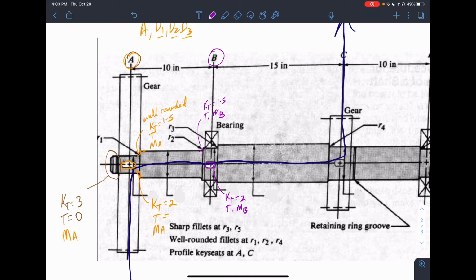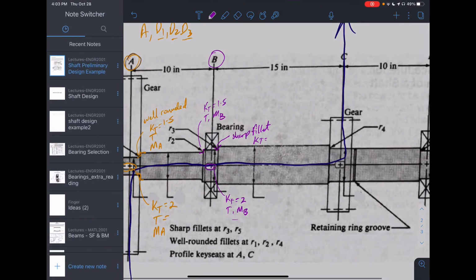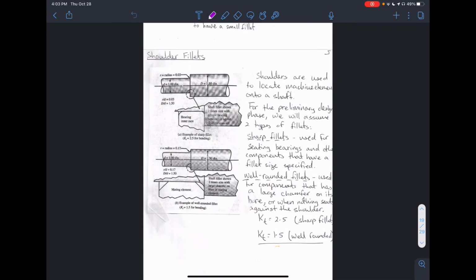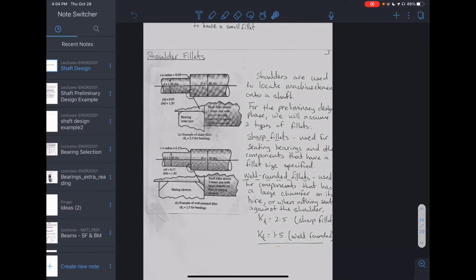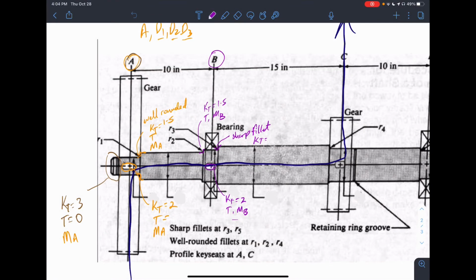So you substitute those things in the equation. That's why I'm writing it here. And then the last one here now, this actual fillet, would be a sharp fillet because it's for a bearing. So Kt in this case, and it's given here, for a sharp fillet is 2.5. Right, and that is what we have for a bearing. The torque is what we calculated, and then we will have the bending moment at B.